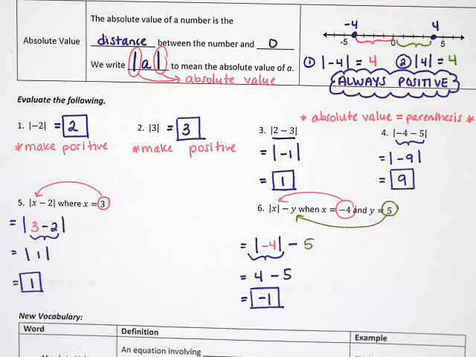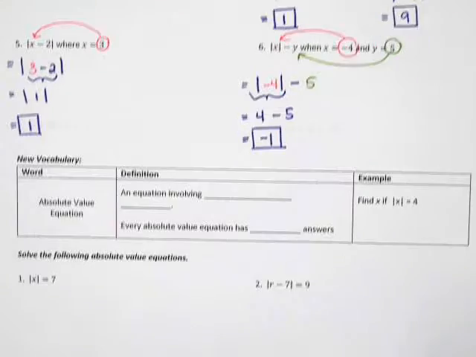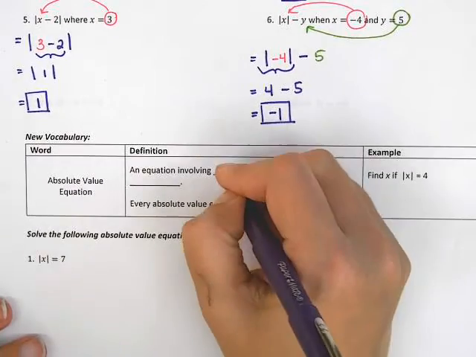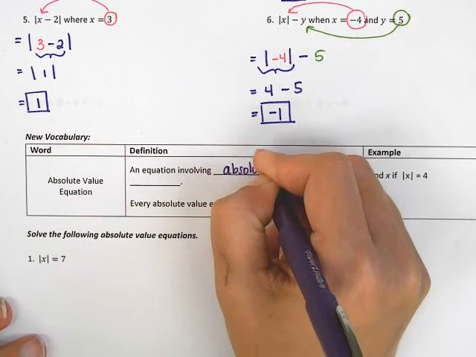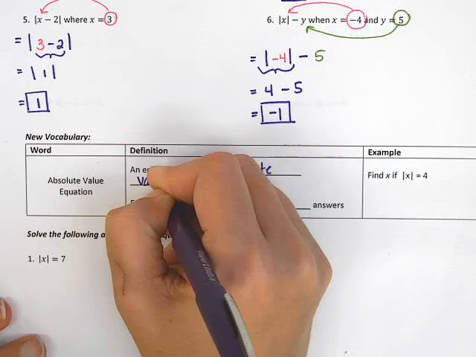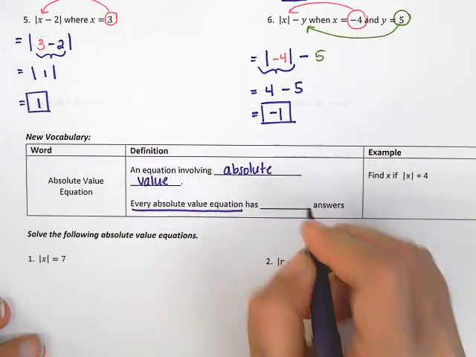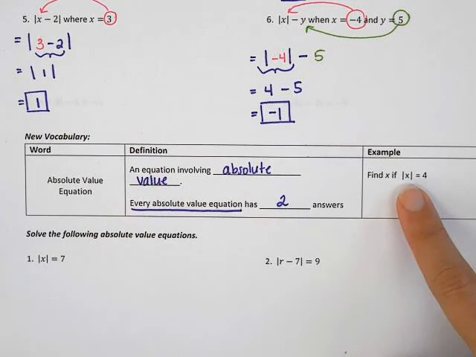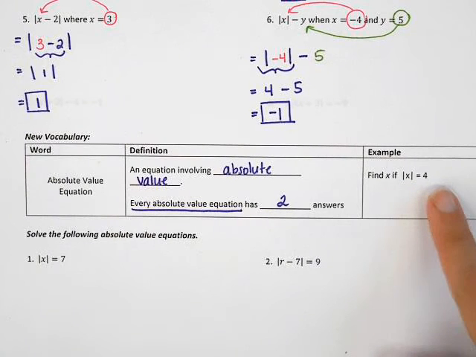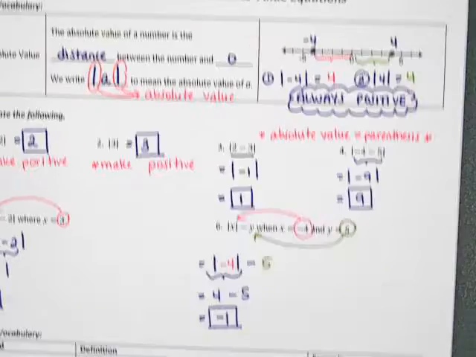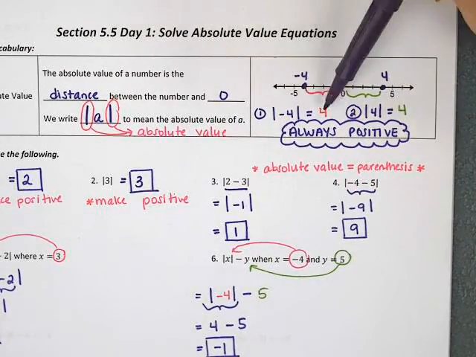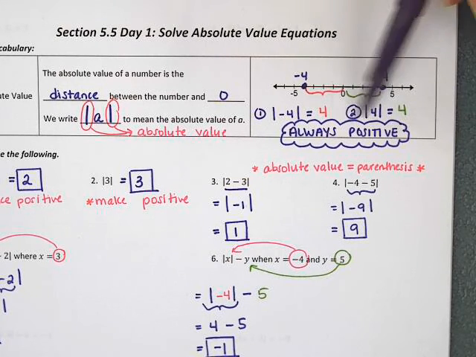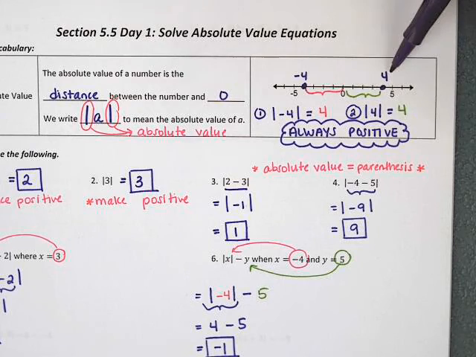Now that we know a little bit about absolute values, let's see if we can solve some equations that have absolute values in them. So an absolute value equation is any equation involving an absolute value symbol. Every absolute value equation has two answers, and here's why. If I tell you that the absolute value of my mystery number is 4, then that means find me a number that is 4 spaces away from 0. Now if we go up here to our first example, there are actually two different numbers that are 4 spaces away from 0, the negative 4 and the positive 4.